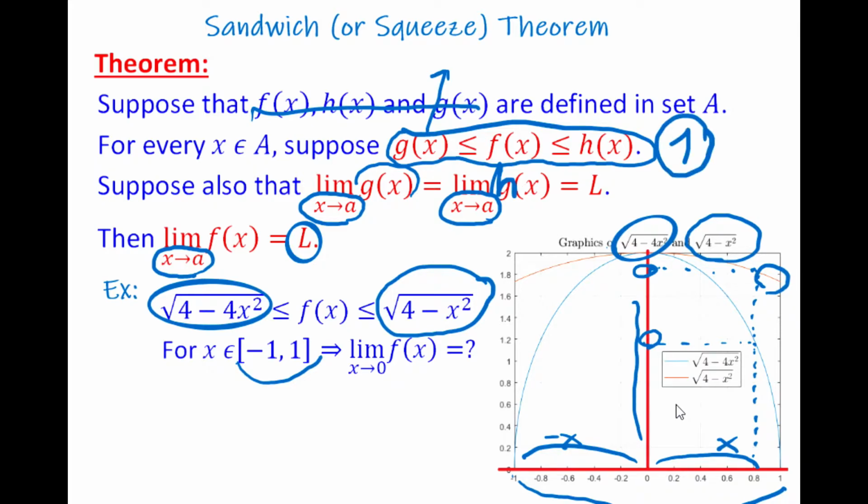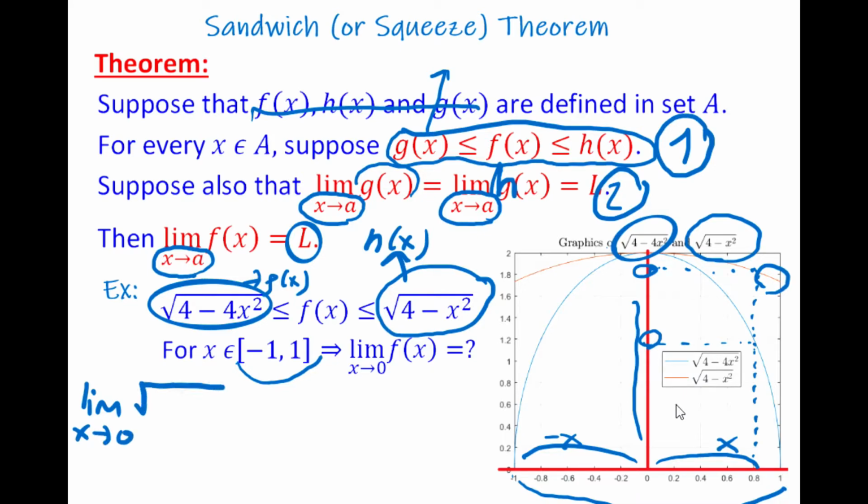And then in the second condition, we can check that when x goes to a, here we're going to look at the smallest function and the highest function, the limit of those functions at the point x is equal to 0. This is our smallest function, right, which is g of x in our case. And this is the bigger function, which is h of x in our case. So let's take a look at limit when x goes to 0.